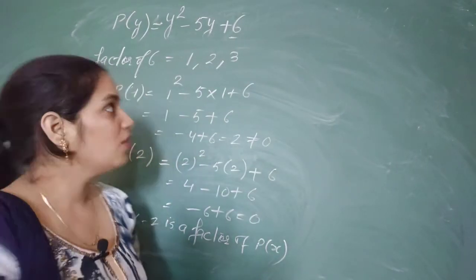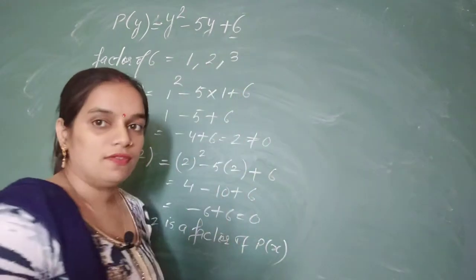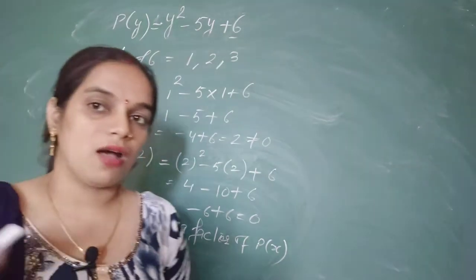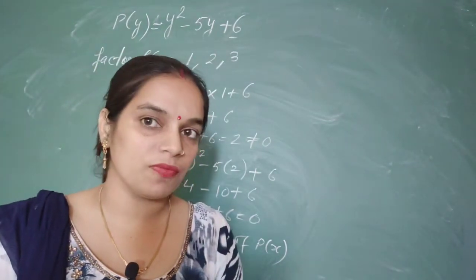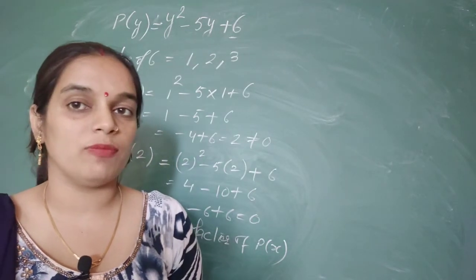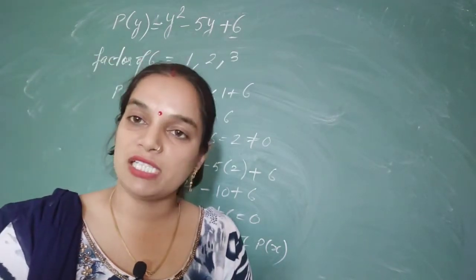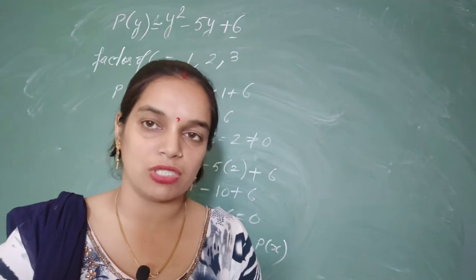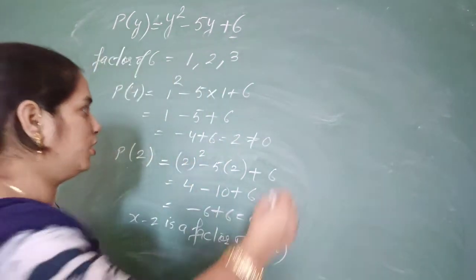Now same for the value 3, we will check whether the polynomial becomes 0 or not. At the value of 3 the polynomial becomes 0. The value of the polynomial becomes 0. So we will say y minus 3 is also a factor of the polynomial.